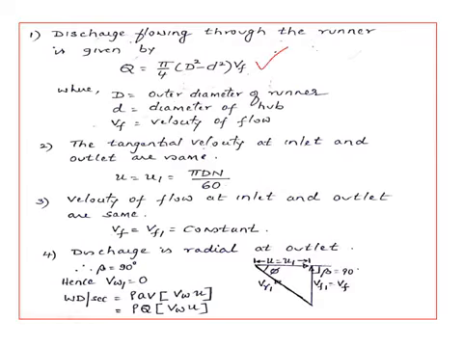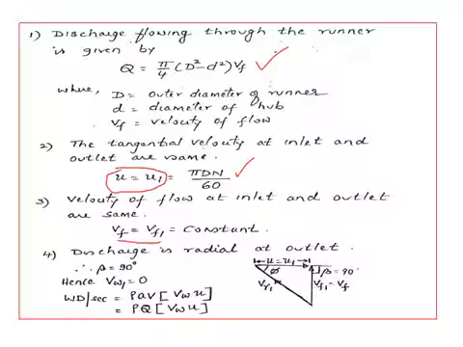Since the inlet and the outlet are at the same distance from the central axis of rotation, the tangential velocity at the inlet and outlet is equal to pi DN by 60, and the velocity of flow at the inlet and the outlet are the same. That's the reason why Vf equals Vf1, equal to a constant. In the Kaplan turbine the discharge is always radial at the outlet, so it moves out radially. Therefore beta is 90 degrees and hence Vw1 is equal to 0.